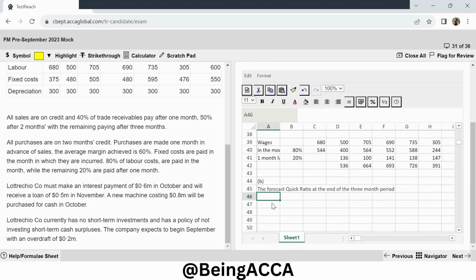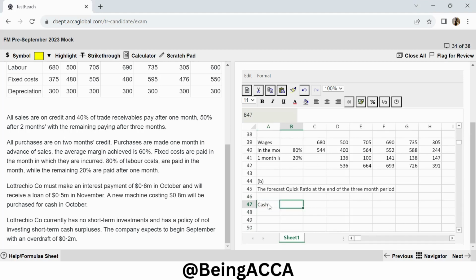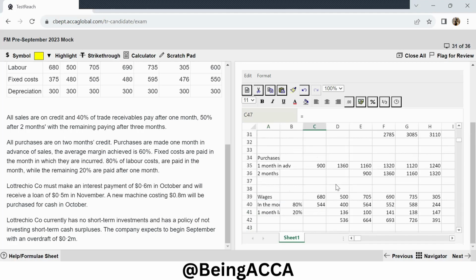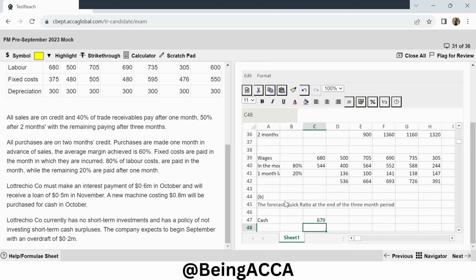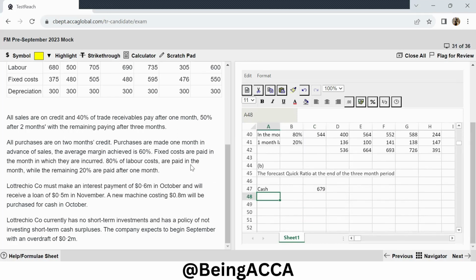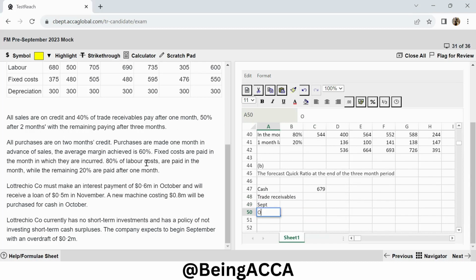So what all do we need for quick ratio? We need my quick assets, which is all current assets minus inventory and prepaid expenses, and my current liabilities. So first of all, my cash at the end of the 3-month period that we just found out over here is 679. Then I have, as a part of my current assets, my trade receivables. For the trade receivables, I have to collect for the months of September, October, and November. So those who are paying later, that is what I will take over here.